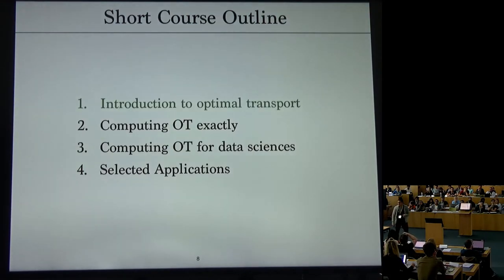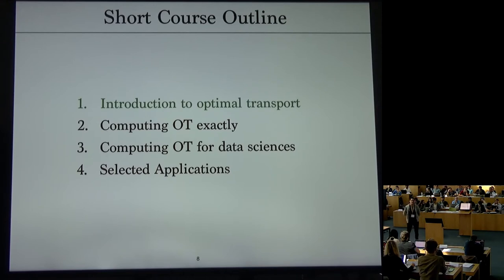So today's and tomorrow's lectures will basically focus on a few things. I will first start with an introduction to optimal transport. I will describe how we can compute optimal transport exactly. And I will show that this is not necessarily the best way to do so.